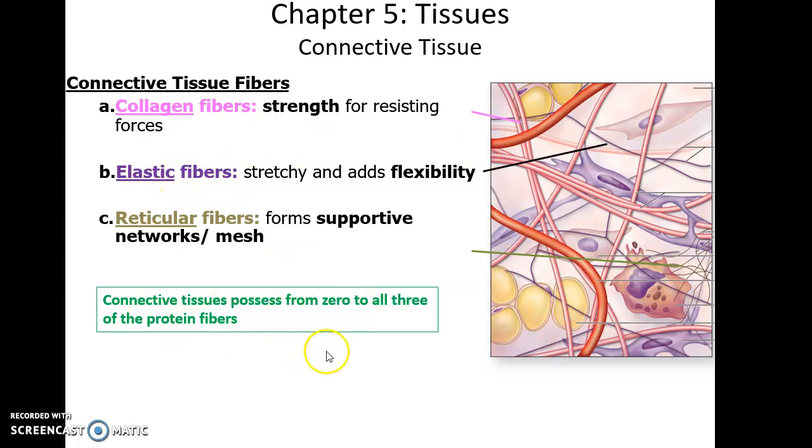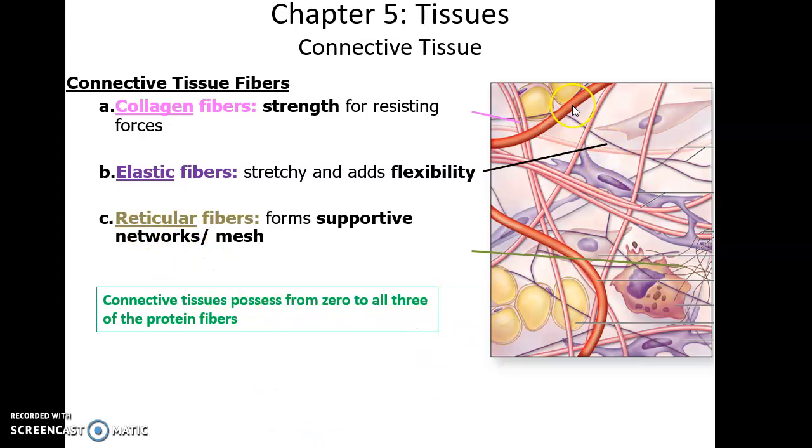Then there's elastic fibers. Elastic fibers are shown over here. They are thinner. They are very stretchy. And what they do is they give a certain amount of flexibility to the tissue. The tissue can be stretched and then return to its original shape.